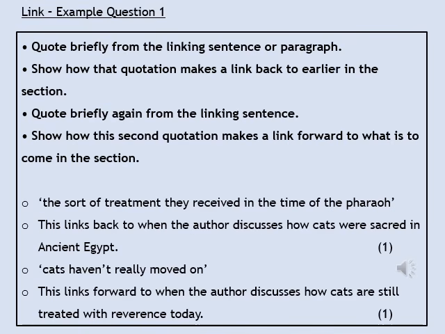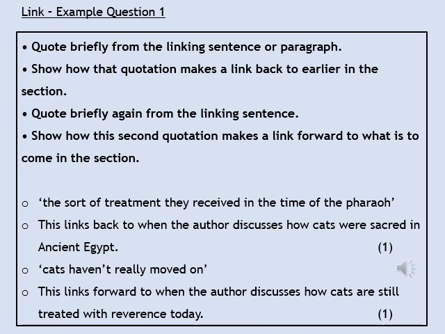Now, don't be intimidated by the fact that there are more steps for this formula than perhaps for other examples of RUAE questions. All we're doing for a linking question is explaining on the one hand how the part of the passage we've been asked to look at links back to earlier in the passage, and on the other hand, how that very same part of the passage links forward to what's yet to be said.